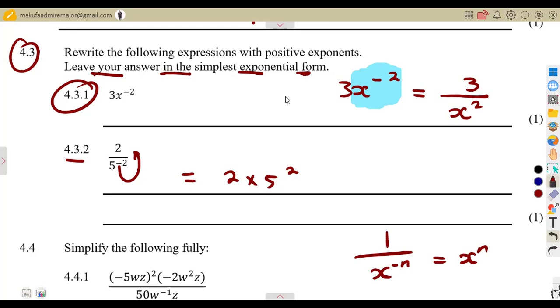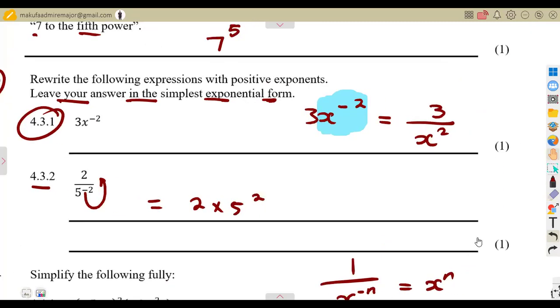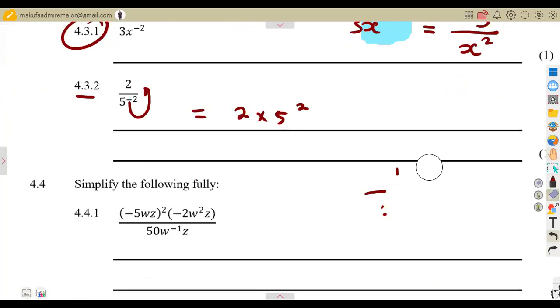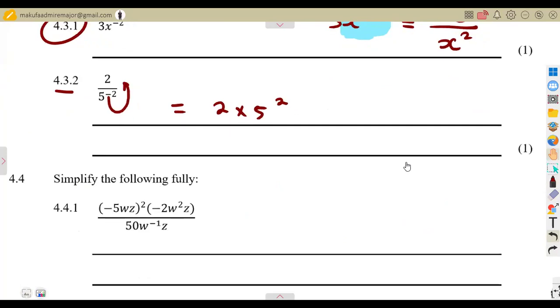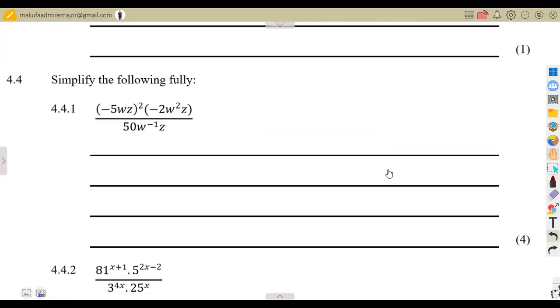So the question was to rewrite this with positive exponents, just to rewrite. So you can just leave it like that. It has got a positive exponent. Leave your answer in the simplest exponential form. This is the simplest exponential form. So do not combine whatever that you're given. Sorry for that. Very sorry for that, guys. So do not combine. Just leave your answer as it is.